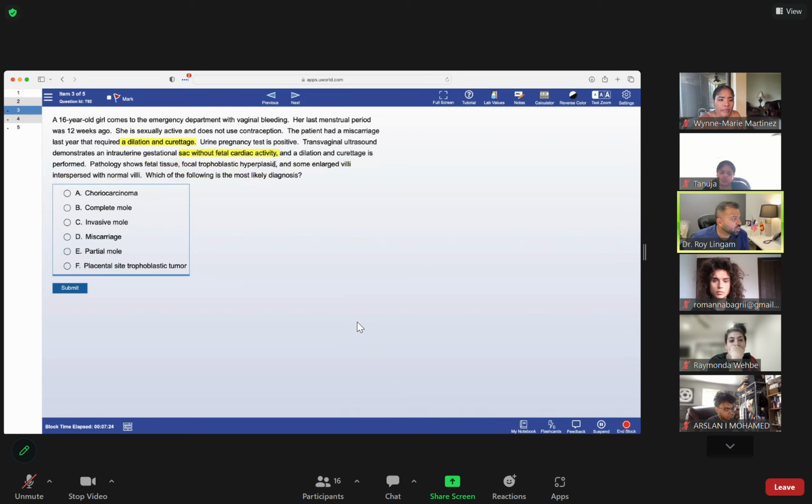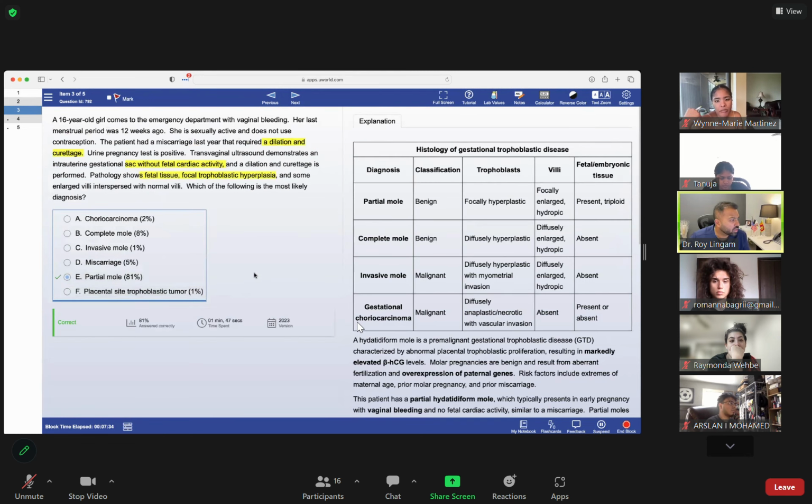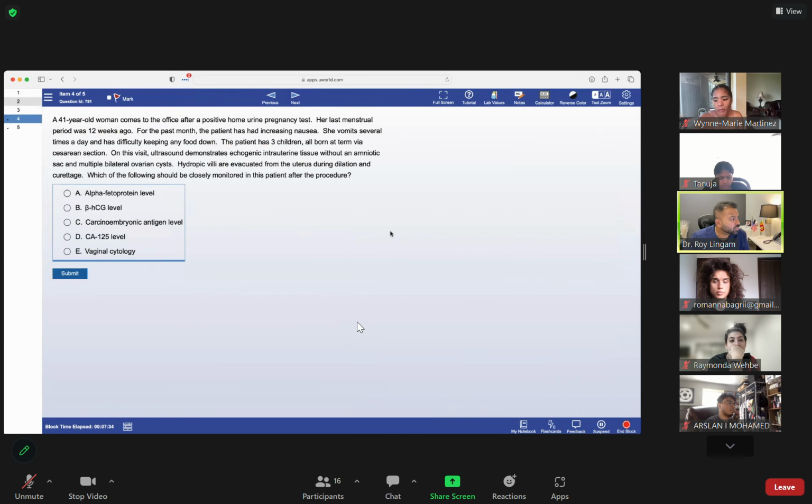So the minute you see the word fetal tissue, what mole is that? That's a partial mole. Is that clear, folks? That is your partial mole. That's how easy to pick that up, folks. Okay. Now, that's the answer. Let's try this one.